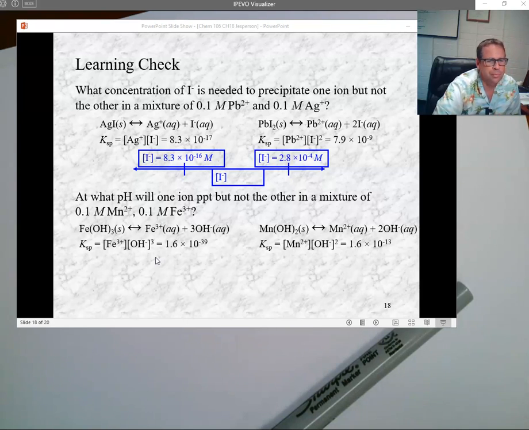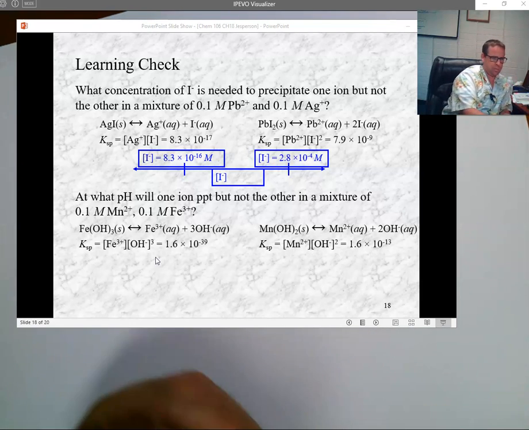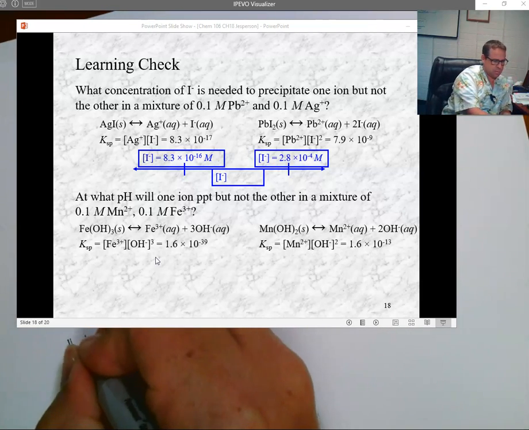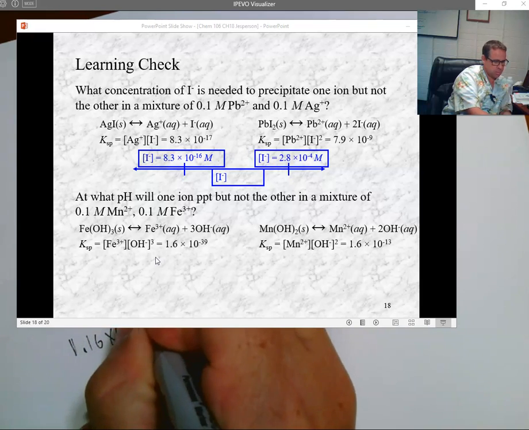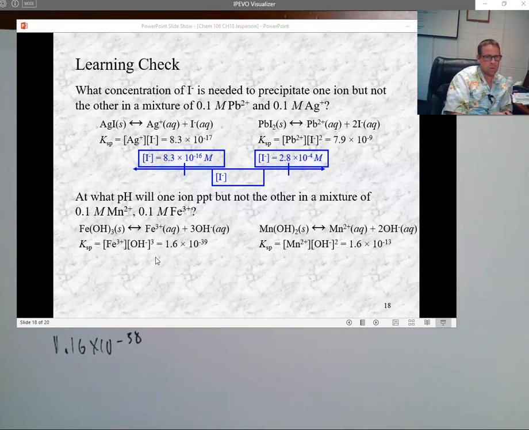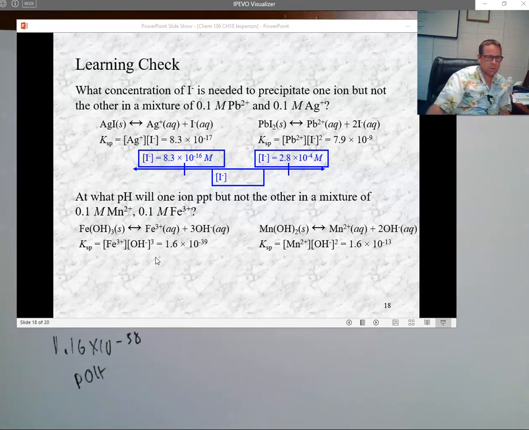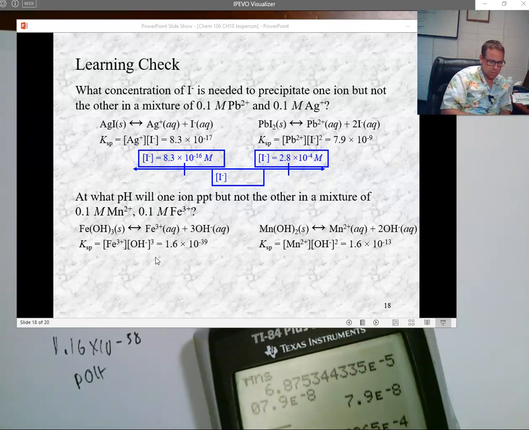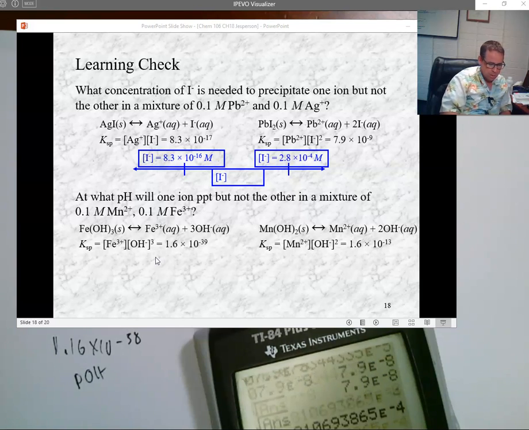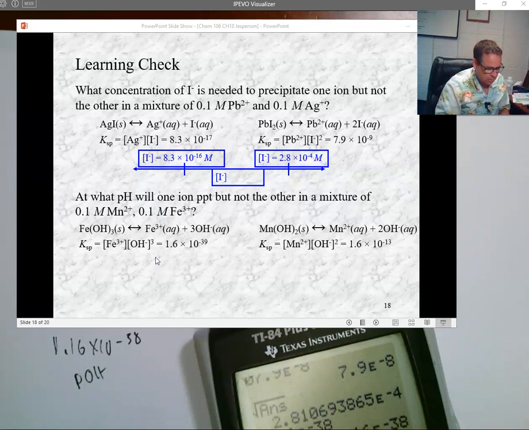I got 1.16 times 10 to the negative 38. But I don't know if I did that right. All right. And then did you find the pOH for that? No, I haven't gotten there yet. Okay. So, let's try that. 1.16 times 10 to the minus 38. And then I'm going to take the negative log of that value.